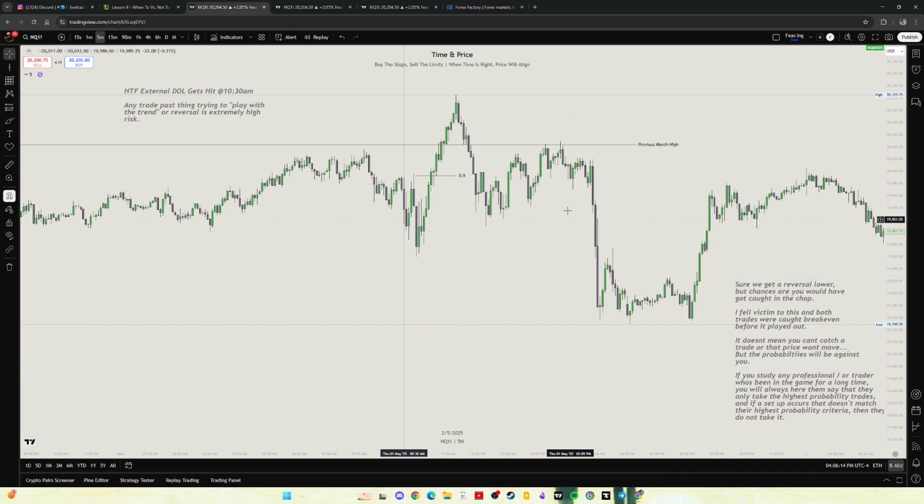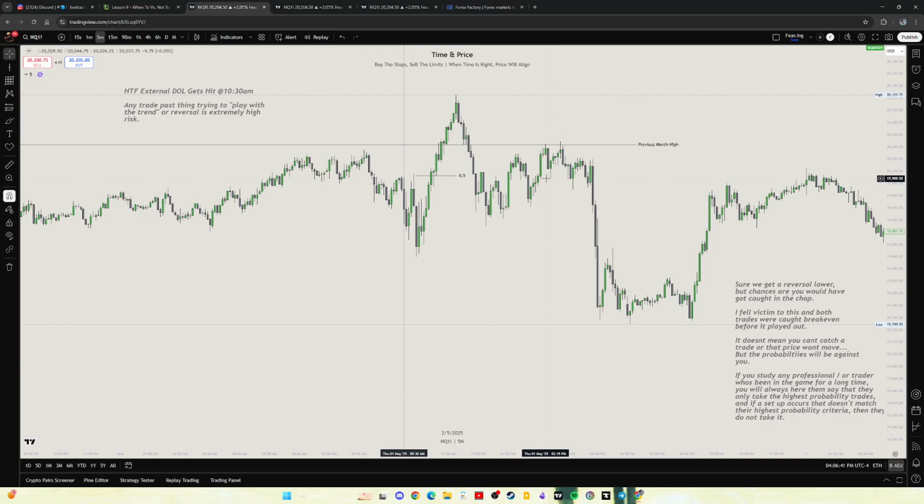Sure, we do end up getting a reversal lower, but the chances that you would have caught that are very unlikely. And I actually fell victim to this. If you guys stay up to date with my social media, you will see the trade recording that I posted for this day, Thursday, May 1st, 2025. And I fell victim to that. I was break even twice before it ended up playing out. And the reason being, it was simply low probability conditions.